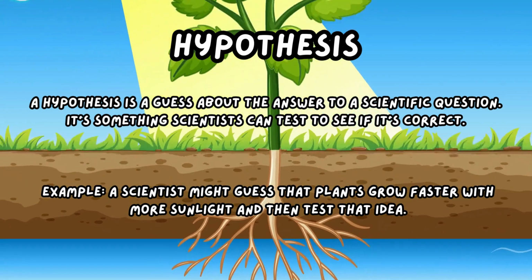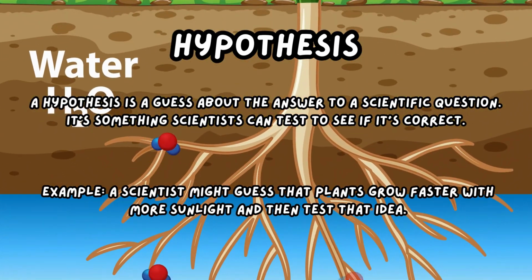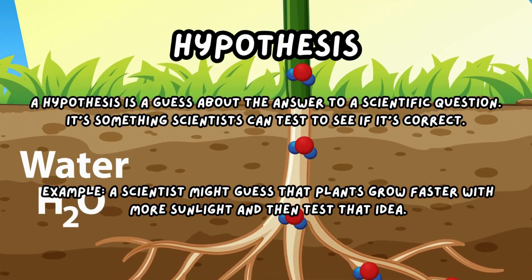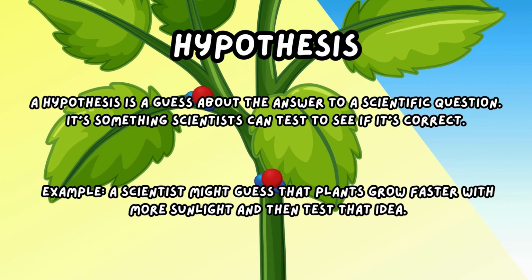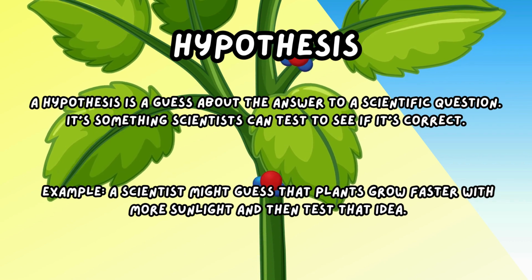Hypothesis. A hypothesis is a guess about the answer to a scientific question. It's something scientists can test to see if it's correct. Example: a scientist might guess that plants grow faster with more sunlight and then test that idea.